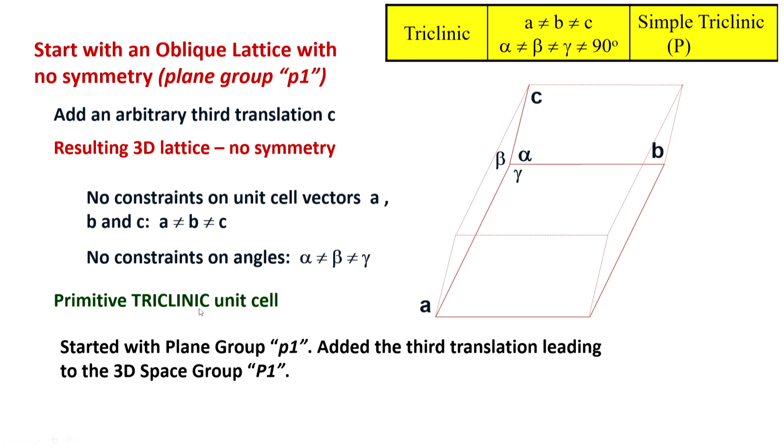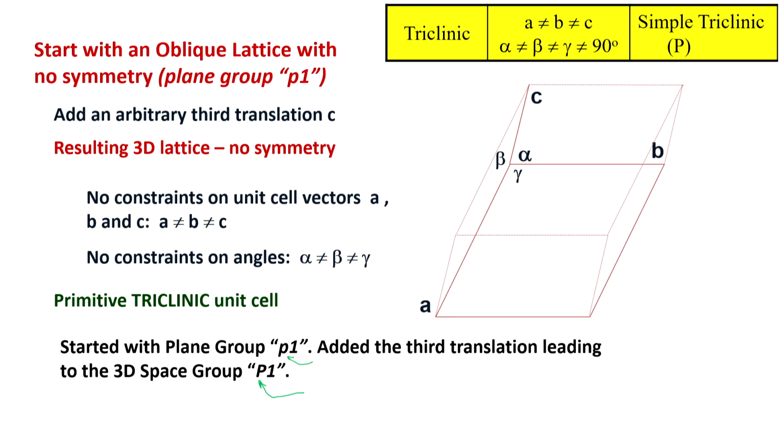So, what did we do? Essentially we started with the plane group P1, added the third translation leading to the 3 dimensional space group P1, and here we are using the capital letter P to differentiate it from the P1 in the plane group, which uses a small case letter p. So, in the 3 dimensional case, we will be using capital letters to designate whether a lattice is primitive, body centered, end centered or face centered.